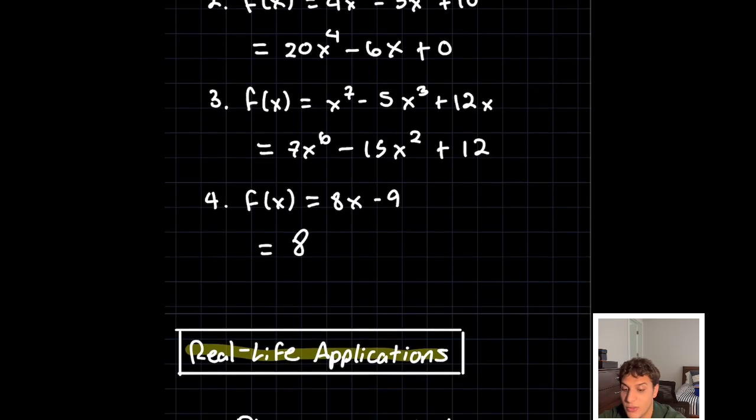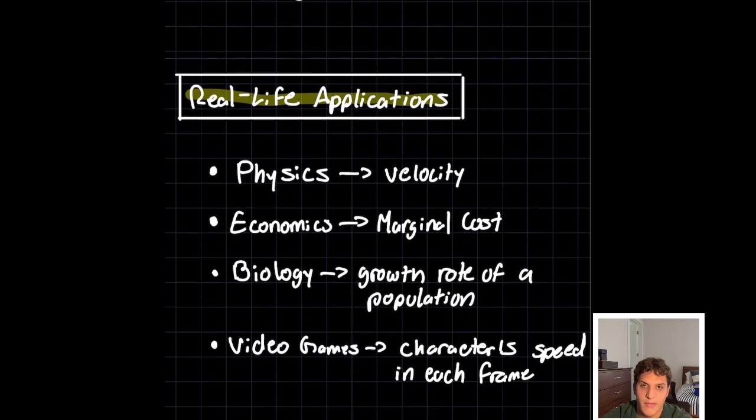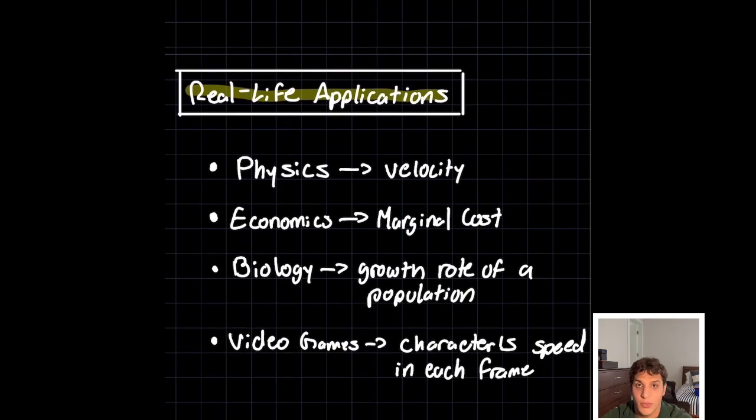So now since we're done with how to compute them, let's talk about a very interesting topic of derivatives, which is the real life applications of them. So the first one is physics. How are derivatives used in physics? Very easy. Calculate velocity. What about economics? Calculate marginal costs. Biology, calculate the growth rate of a population. And video games, interesting, is to calculate the character speed in each frame.